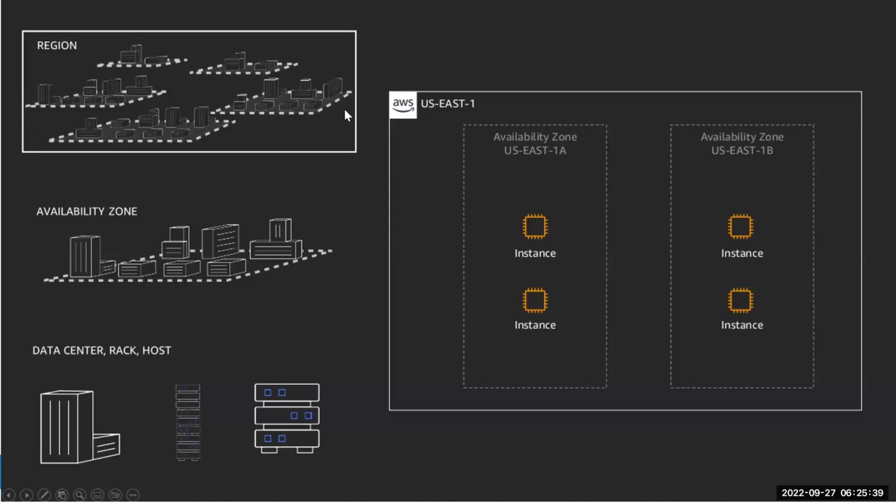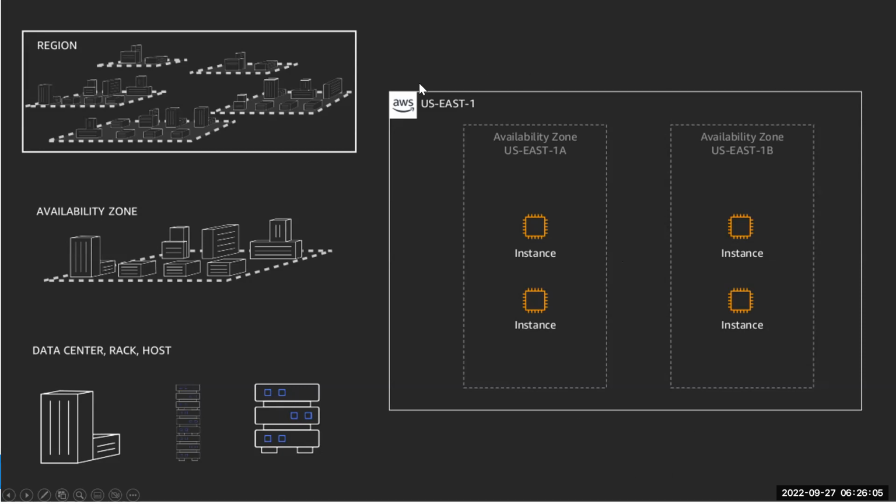Basically, here is a summary of the components we have seen so far. We started from a data center. An availability zone contains one or more data centers. A region contains two or more availability zones.